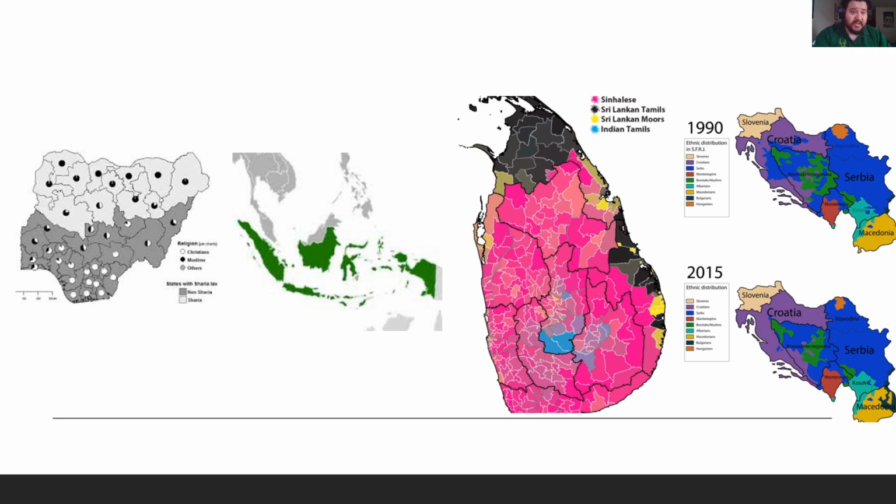And we've seen issues in Sri Lanka. We are seeing issues in Sri Lanka with the Tamils and the Sinhalese Buddhists, where we have conflict that's occurring due to ethnic tensions in the area. Now, Yugoslavia isn't quite the same. Right?